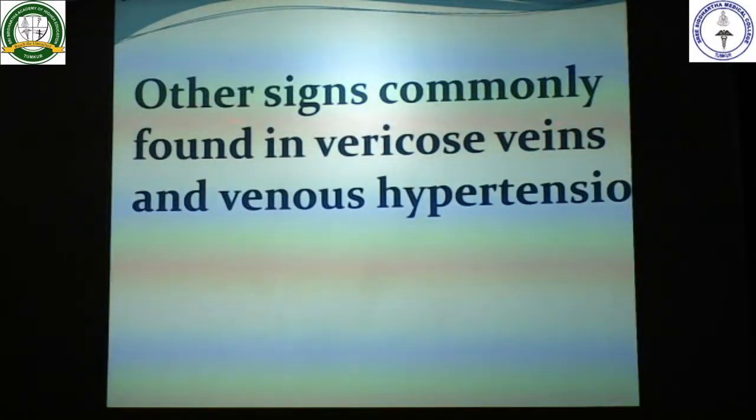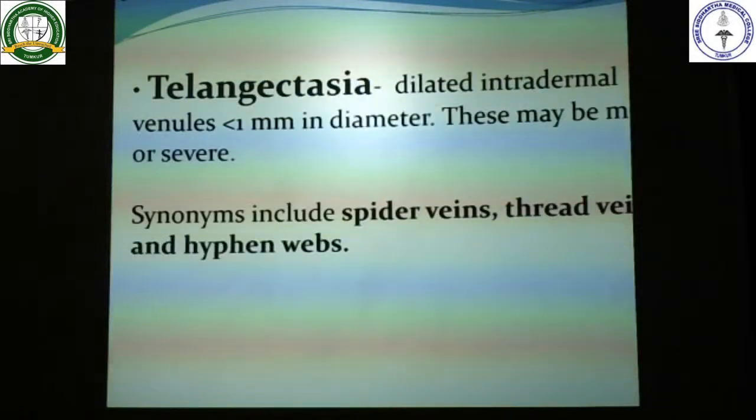But other than that, sometimes other signs are also commonly found in varicose veins and in venous hypertension. Not only these dilated veins, even some other signs you will see. What are they? They are telangiectasia. What is telangiectasia? They are dilated intradermal venules. Veins means it is bigger. Venules means these are less than 1 millimeter in diameter. Very small veins. This may be mild or severe. Less than 1 millimeter, you can see them over the thigh or over the calf region. These are called telangiectasia.